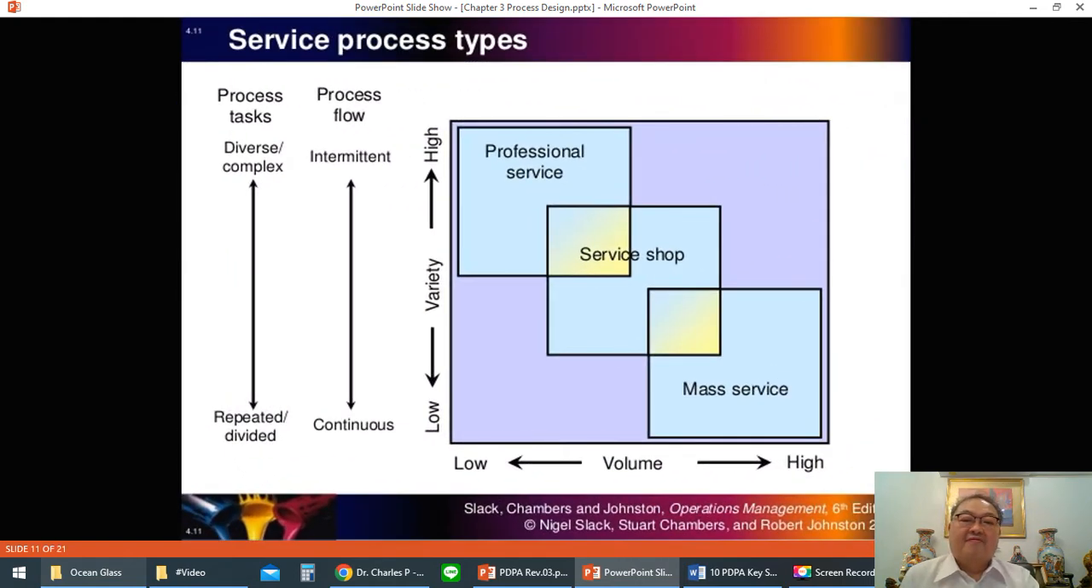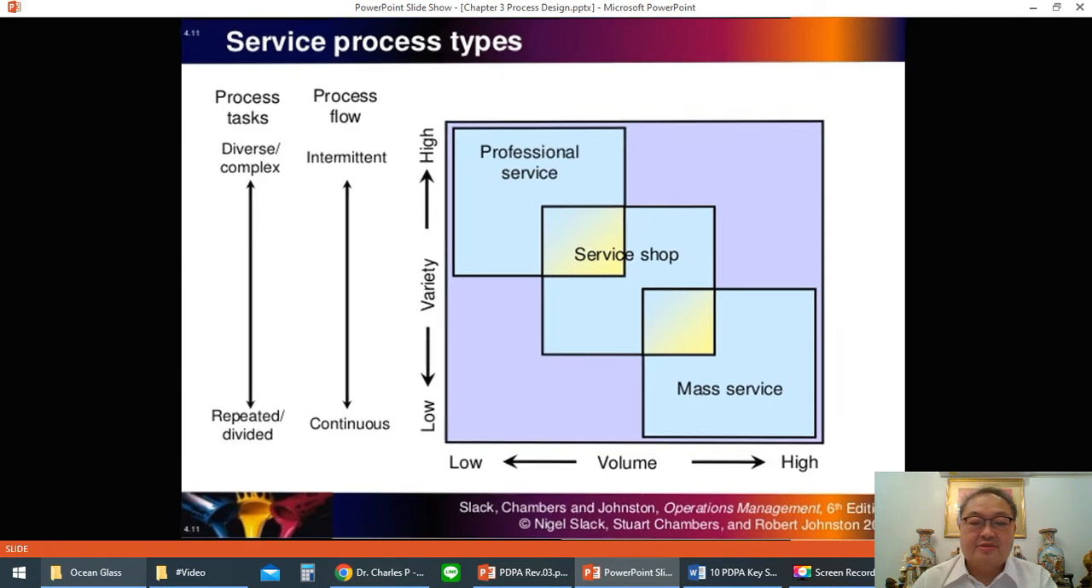Service process. For services, the axes are still the same, variety and volume, but the difference is that there are three types of service process: professional service, service job, and mass service. The idea is still quite similar to products, but what we are doing and the way they process or produce are different.